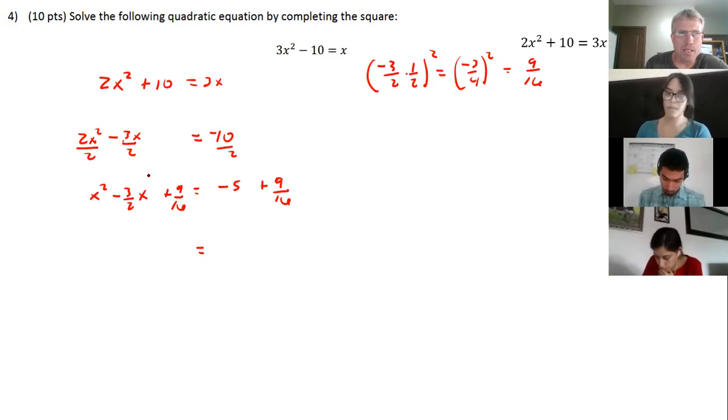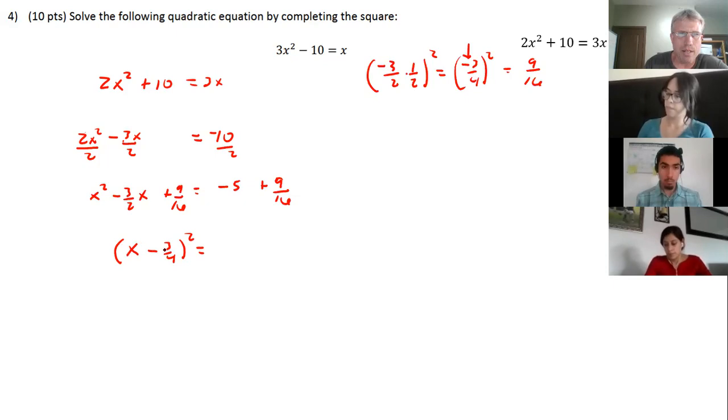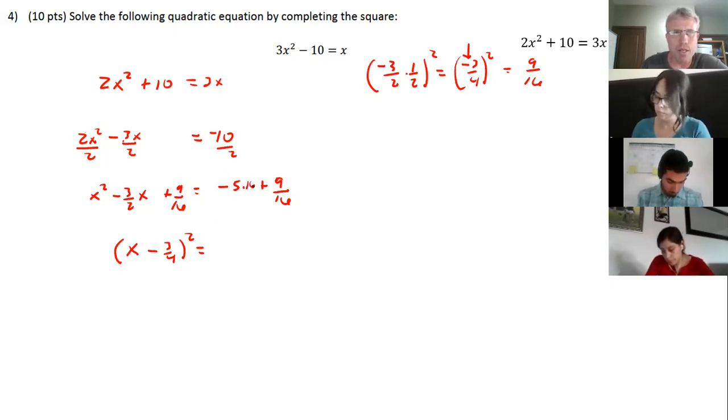So on the left-hand side, I have completed the square. There should be something squared that gives me this summation on the left, and it should be x, and it's going to be minus the 3/4. It's going to be the thing that got squared going in here. And then here I would need a common denominator, so I'd be multiplying by 16 over 16, and 5 times 16 is 50 plus 30 is 80. So that's negative 80 plus 9 is negative 71 over 16.